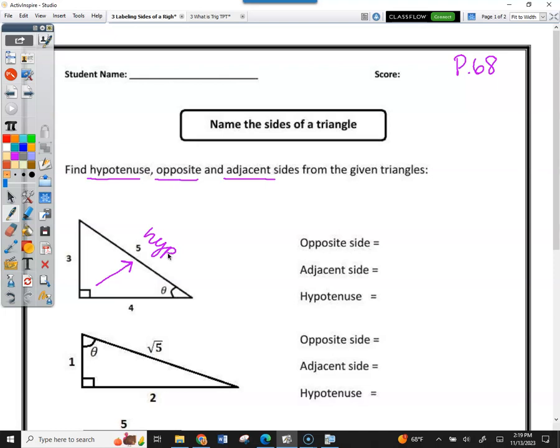Now, here's the new part. Now we're going to label the opposite and the adjacent based on a given angle they want you to focus from. How do you know where to focus?